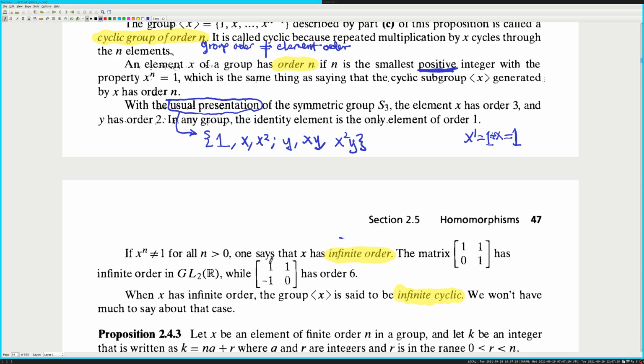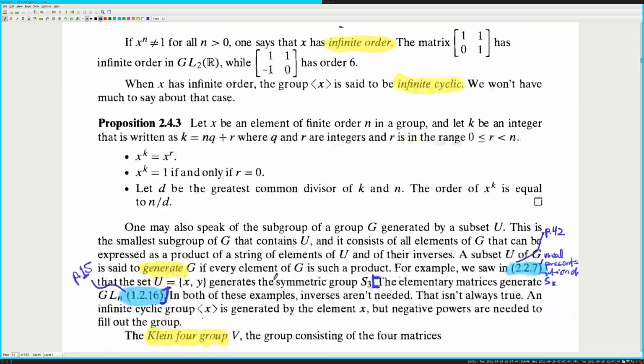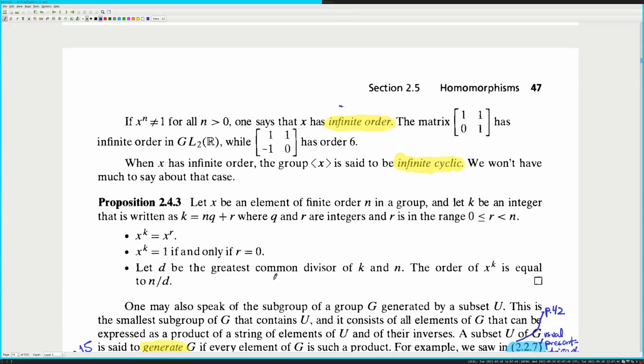Is this invertible? So yeah, it looks invertible, because its determinant is 0 minus 1. So its determinant is 1. Has order 6. That's interesting. Infinite cyclic. Won't have much to say about that case. Okay.